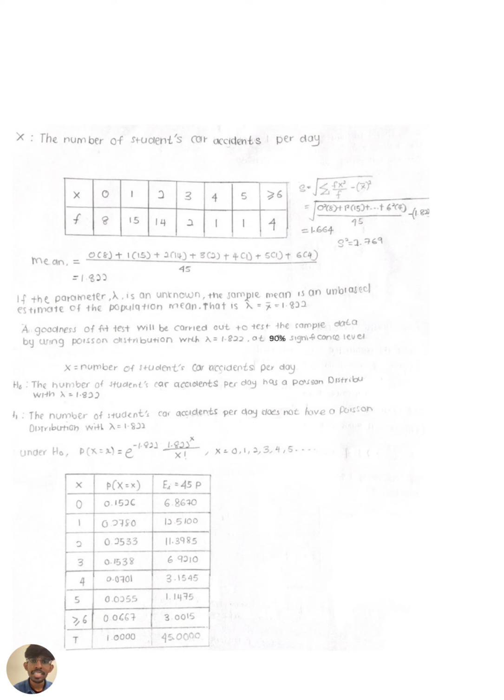Here we can see that I denoted X as the number of student car accidents per day, and I tabulate the data accordingly. In the first step, I calculate the mean, where the summation of fx is divided by the summation of frequencies, and I have 1.8822. Next, I calculate the standard deviation, where the square root of summation fx squared divided by f minus x bar squared, and I got 1.664. To get the variance, I just square it, and I get 2.769.